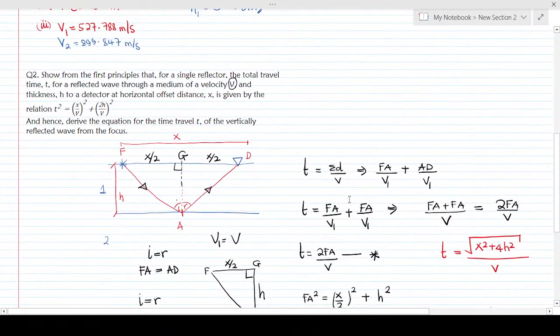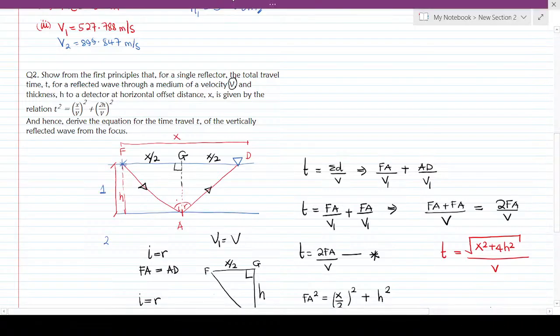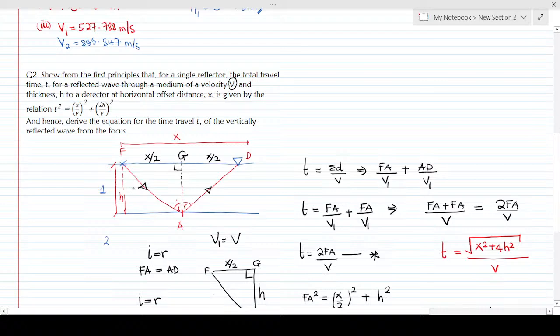Now the second question says: hence derive the equation for the time travel T of the vertically reflected wave from the focus. So here they are giving us a condition. They are saying that if the wave came like this, vertically reflected from the focus, let me use a different color so you can appreciate what we are looking at here. If the reflection was like this, it will hit here and it will move back. If the reflection is like this, what will be the time?